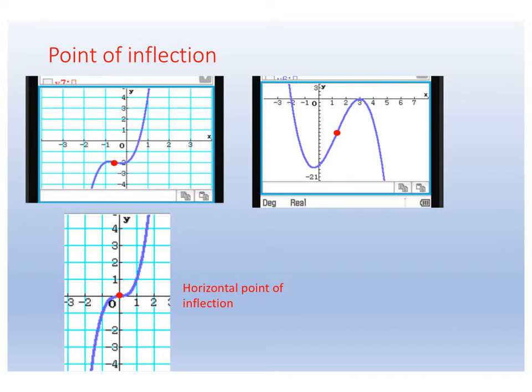All right, so the slight difference between this one and these two is that even though you change from concave down to concave up, here the tangent is actually horizontal. You can see that there is no local maximum or local minimum in this case. So here, that is actually a horizontal line, and therefore it's called the horizontal point of inflection.